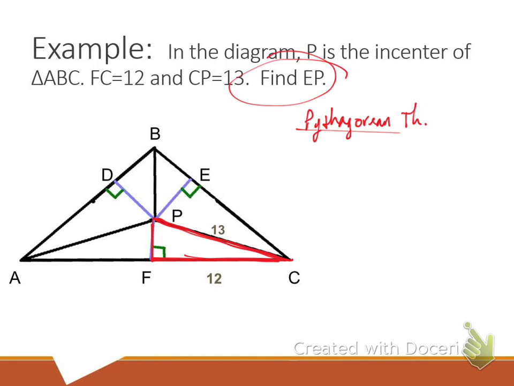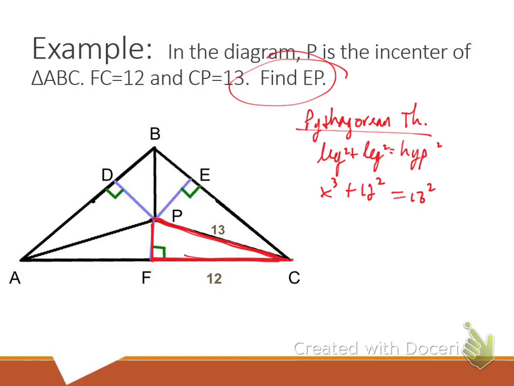That's the theorem that governs the side lengths of a right triangle, which says that leg squared plus leg squared has to equal the hypotenuse squared. Well, in that particular right triangle, the hypotenuse is 13, so we're going to square 13. That means that FC is a leg, so it's going to be 12 squared. And we're trying to find that other leg.